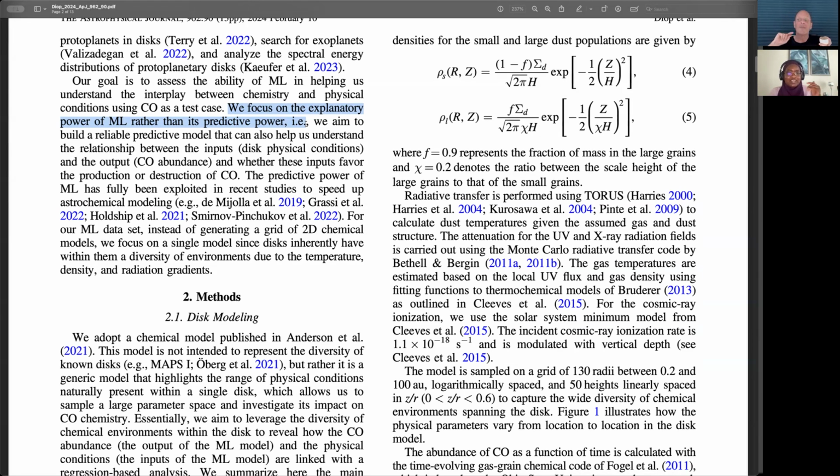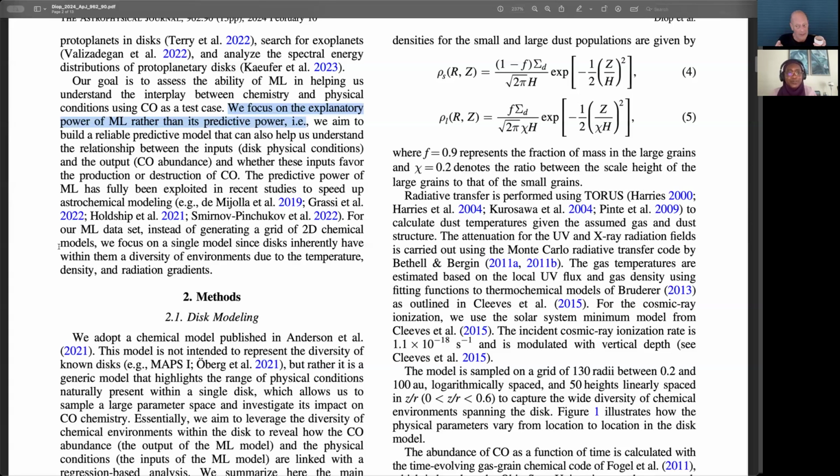But here we did not want to focus on just creating a good predictive model, but also a good explanatory or interpretable model, which means a model that allows us to understand how the inputs affect the outputs. And in our case, our inputs are the physical conditions. So here would be gas density, gas temperature, cosmic ray and X-ray ionization rates, and UV flux. And our output would be the CO abundance.